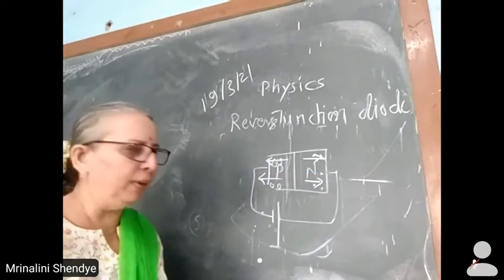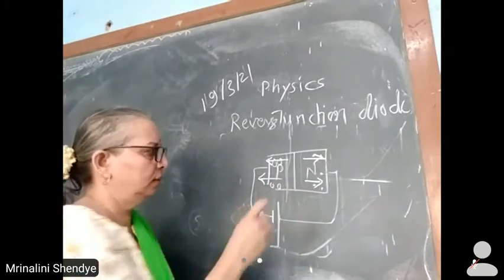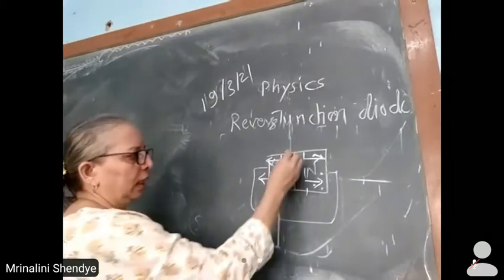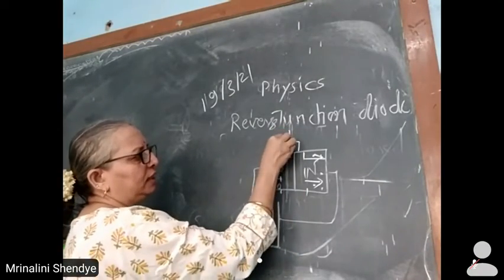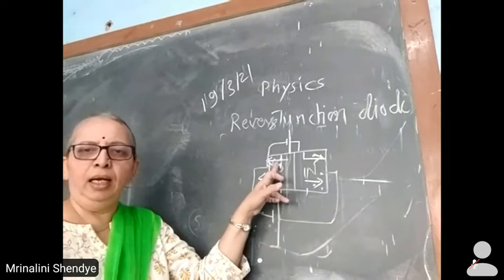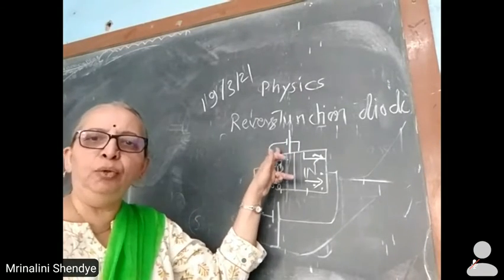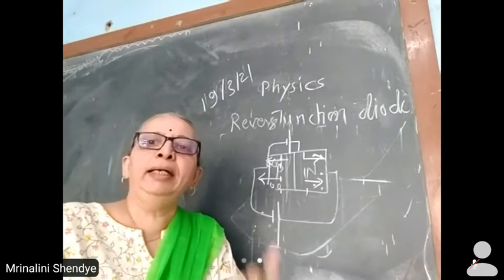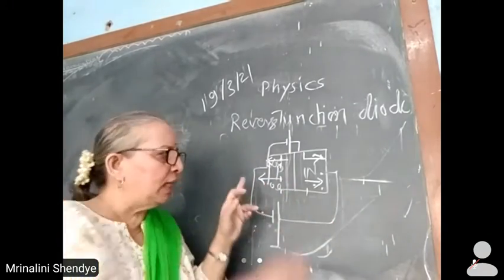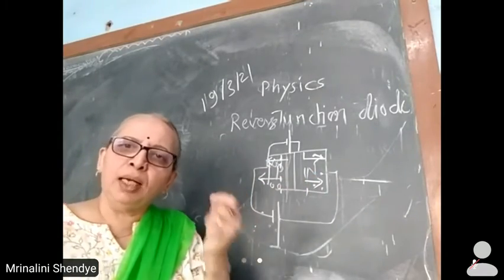Hence what happens? The width of this depletion layer increases automatically, because here the source is assisting the barrier potential. Both are in series, and hence the width increases, the barrier potential value increases, and it resists the flow of charges through it. But even then, these charges are drained out from the junction due to thermal agitation.